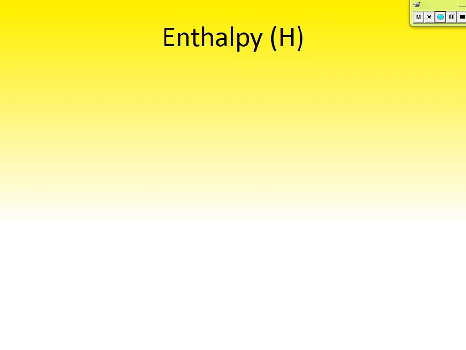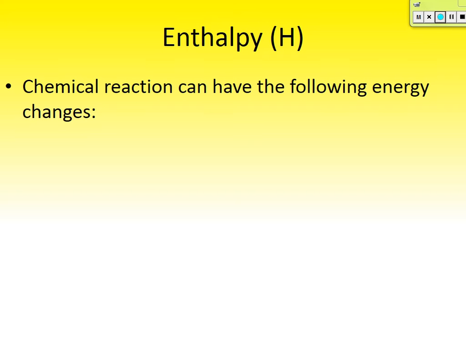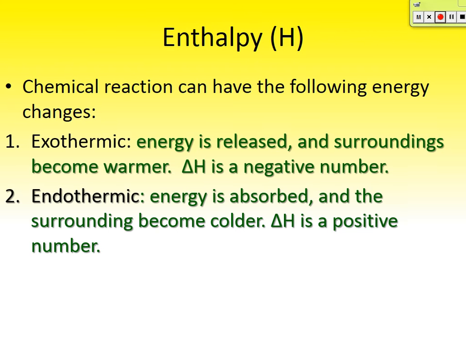Let's talk a little bit more about enthalpy. Chemical reactions can have the following energy changes. There's two ways to classify chemical reactions in terms of energy. I'm going to put them both up right now, but we're going to talk about them one at a time. So number one, you're supposed to write quite a bit down here. The first classification in terms of energy for chemical reactions is called exothermic.